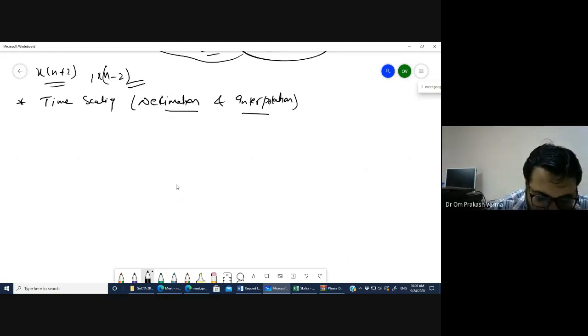So what will happen with the decimation and interpolation? What is the meaning of decimation and interpolation? Okay, it is a time scaling.